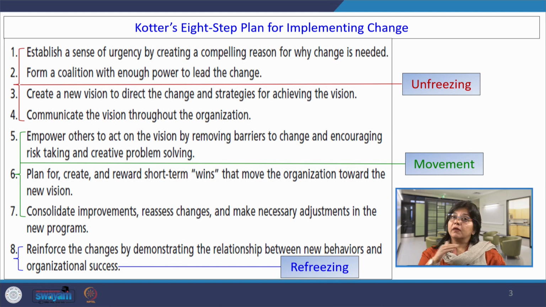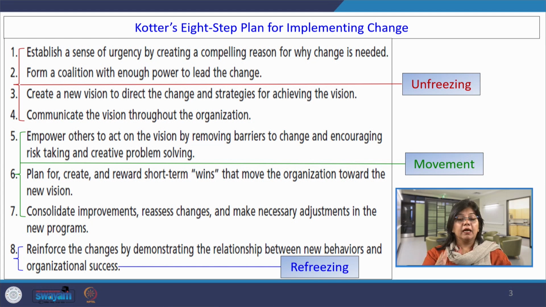This is where resistance is over and new patterns of behavior have been established based on the changes that have been initiated, and how new patterns of behavior have led to organizational success or effectiveness. So, that is the benchmark, and at the same time it is being measured in the form of improved performance. So, these are the 8 steps which Kotter has proposed in his model, which is an expansion of Levin's 3-step model.